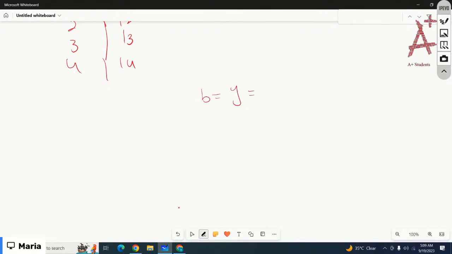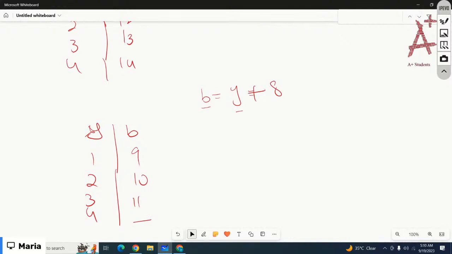You are given the equation b equals y plus 8. You have two variables involved, b and y, and the table is y and b. Y has the values 1, 2, 3, 4, and b has the values 9, 10, and 11 and the missing number. So you have to calculate the missing value for y equals 4.